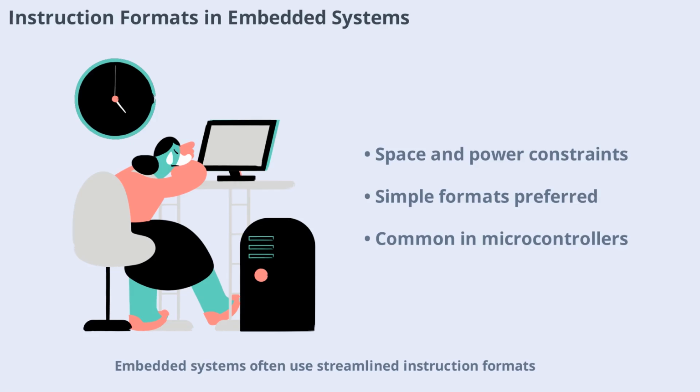Embedded systems often use streamlined instruction formats to save space and reduce power consumption. Fixed-length, simple formats are common, as they make decoding easier and hardware cheaper. These constraints drive the design of instruction sets for devices like microcontrollers and IoT gadgets.